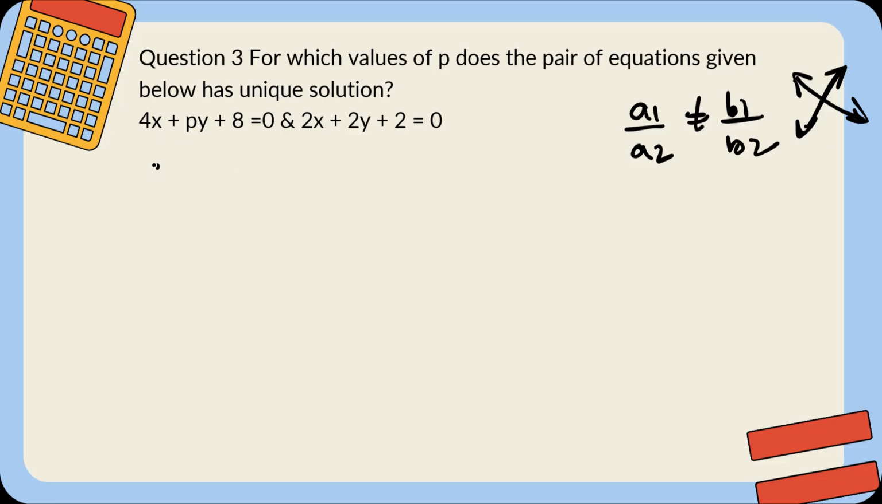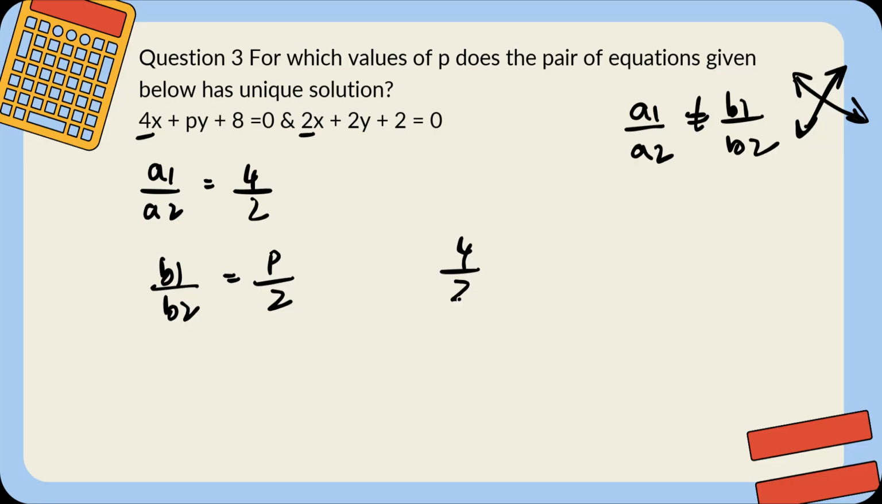So we'll write it down. What is a1 by a2? a1 by a2 is 4 by 2, and b1 by b2 is p by 2. Now we can solve it. a1 by a2 is not equal to b1 by b2. So 4 by 2 is not equal to p by 2. 2 cancels. 4 should not be equal to p.